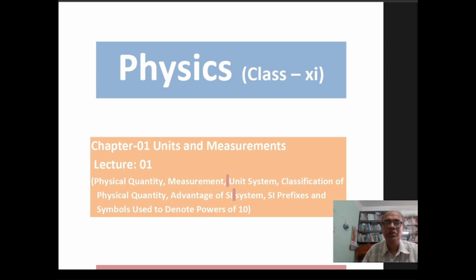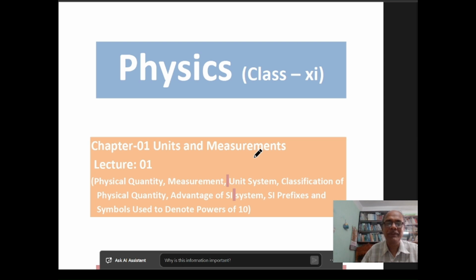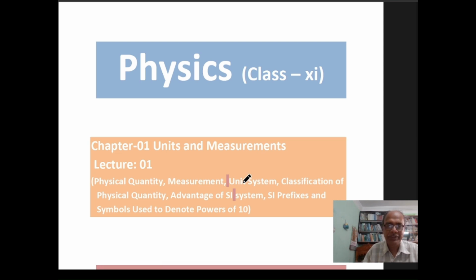Hello students, today we will start a very fundamental topic of physics, which is units and measurement. It contains the physical quantity, measurement, unit system, classification of physical quantity, advantage of the SI system, SI prefixes and the symbols used to denote the power of 10.